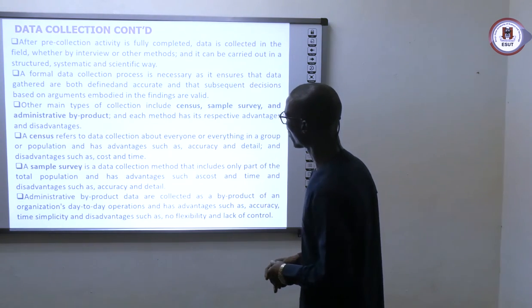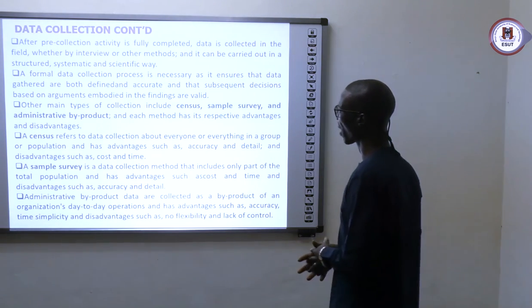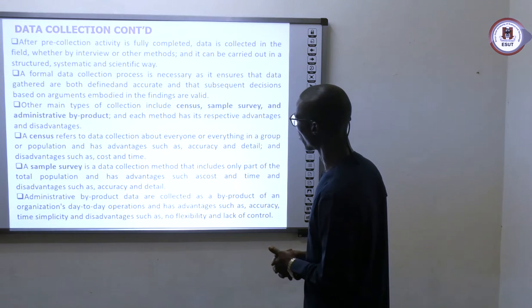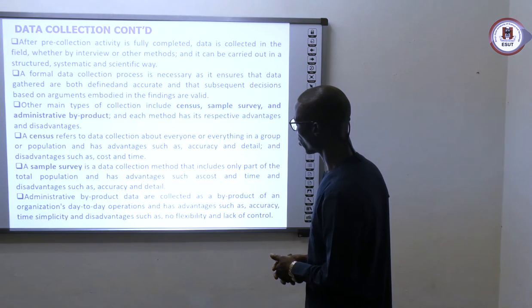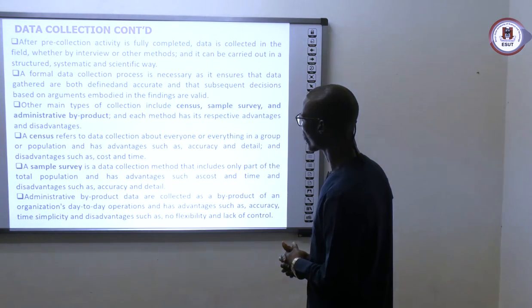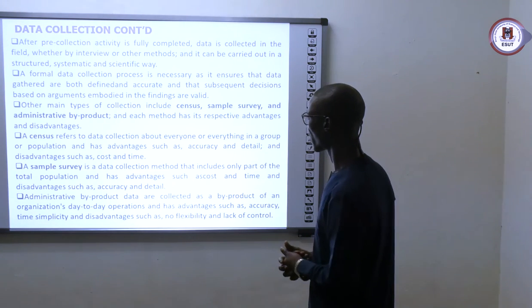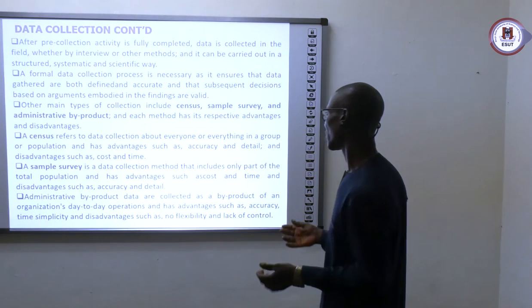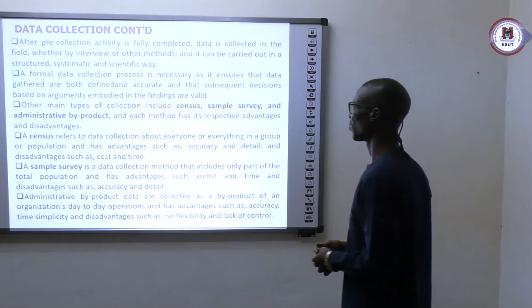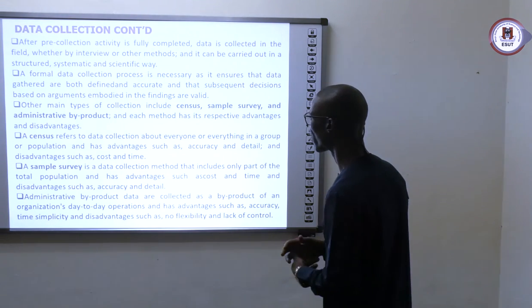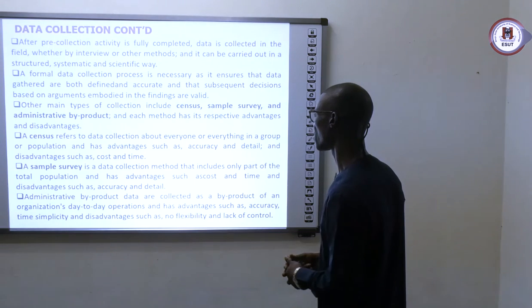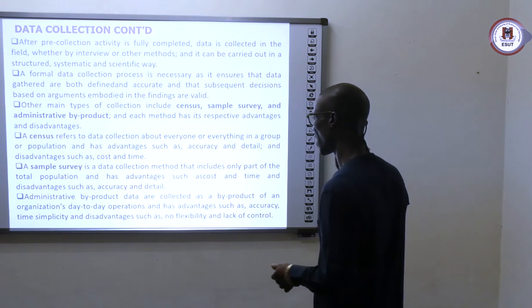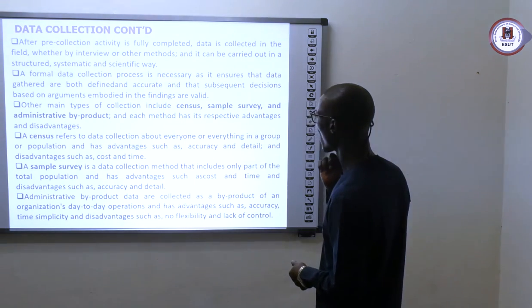So we look at other processes after pre-collection, we've said. Here we have some other types of data we collect. We have census, we have sample survey, we have administrative byproduct. So these are different ways or different data we collect.